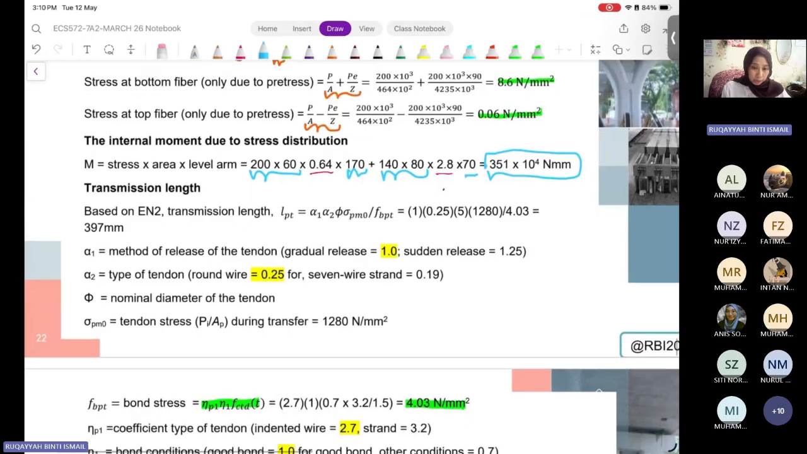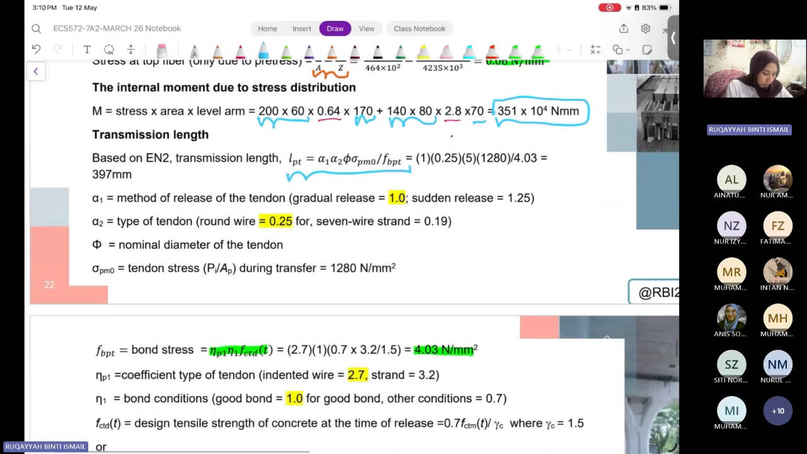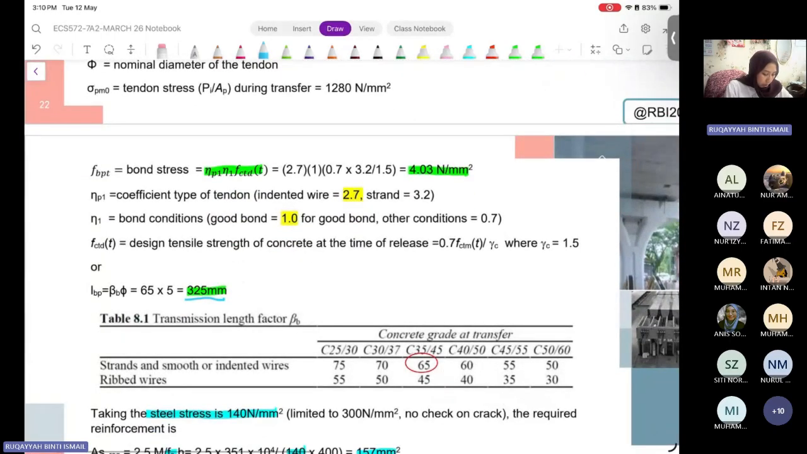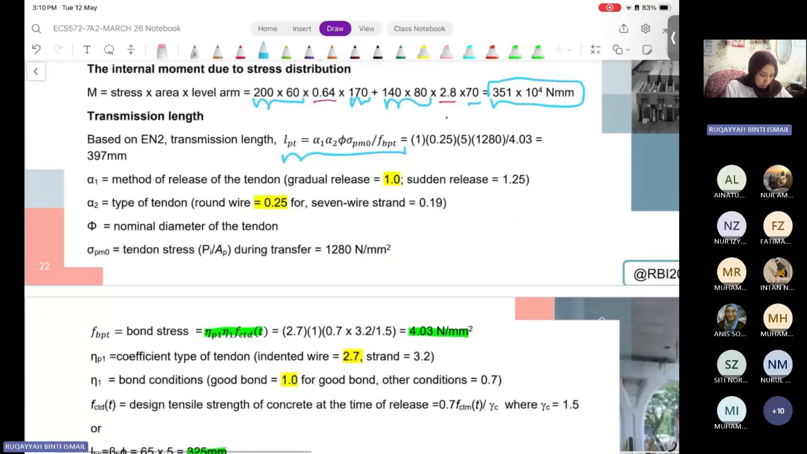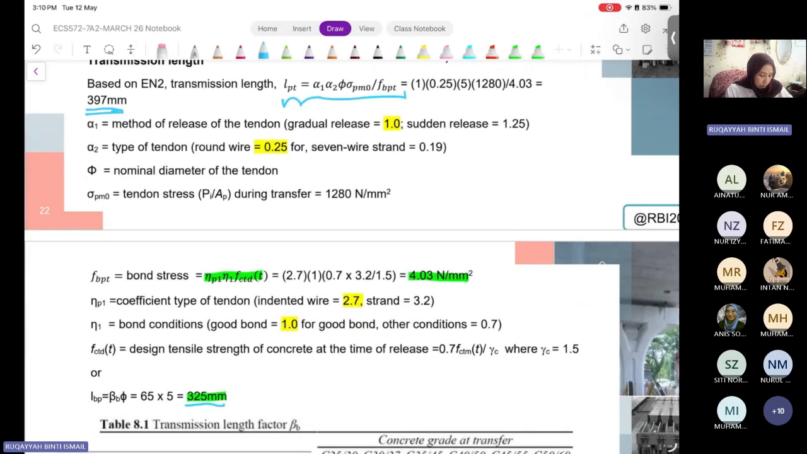Once you get that moment value, you need to know how much is the length over which you want to provide your stresses. To calculate your length, you can use this formulation. Then you take all the parameters into it and put them into the equation, and you will get 397 mm. So that will be your transmission length.